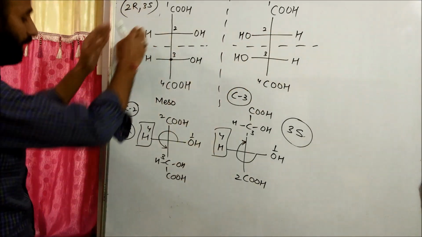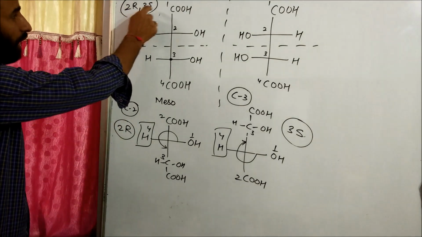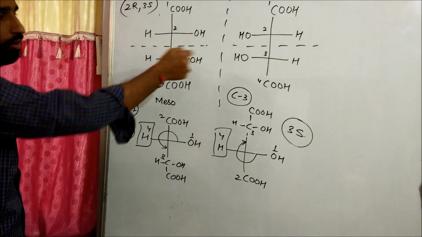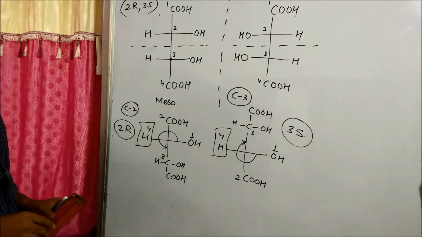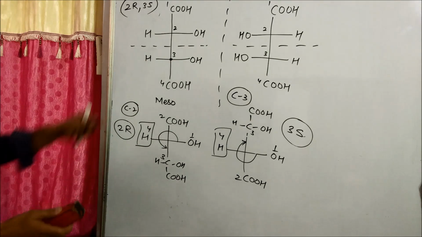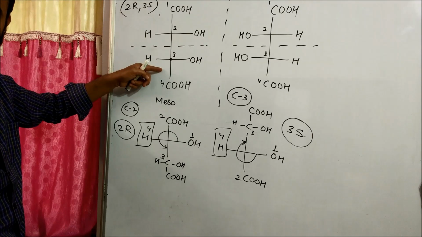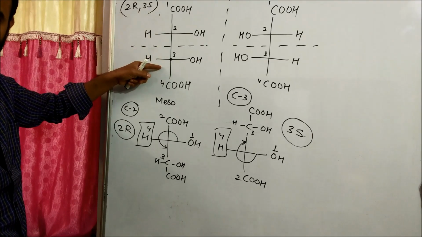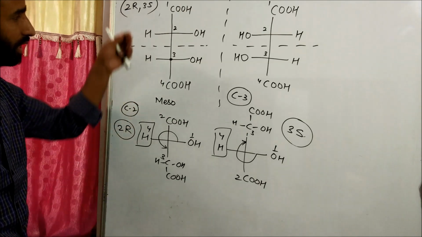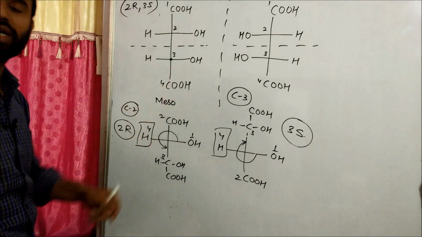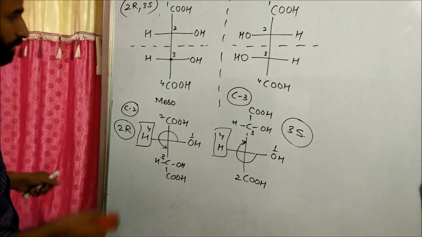And if we have RS or SR, they are identical. So remember this: if both chiral carbons are R or both are S, they are enantiomers. If one is R, the other is S, then that is a meso compound.